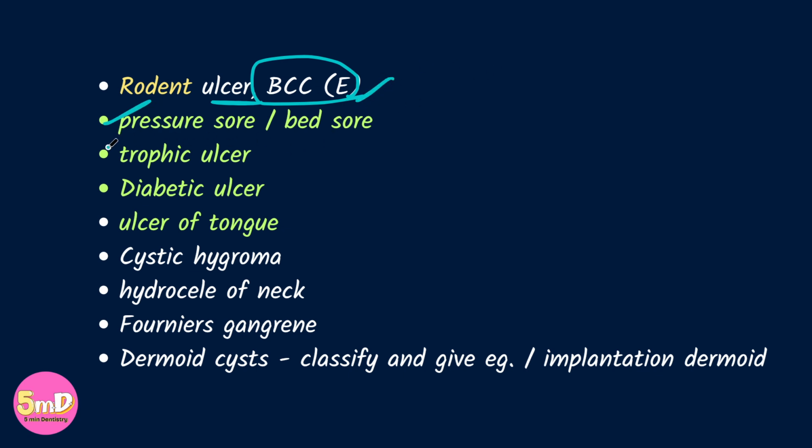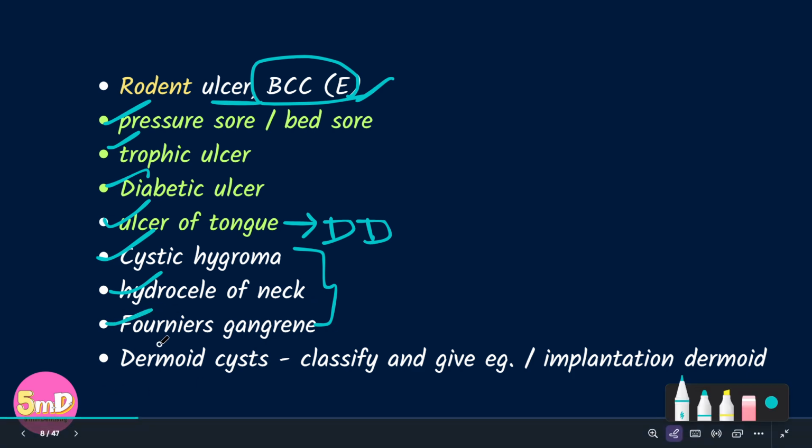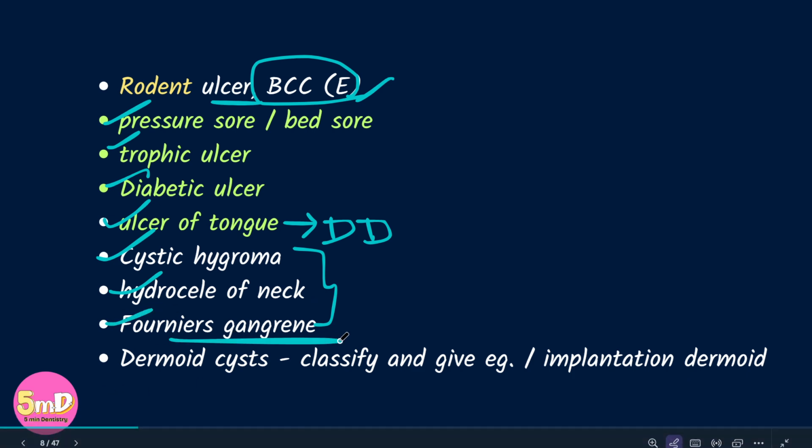Pressure sore or bed sore, trophic ulcer, diabetic ulcer, ulcers of the tongue, differential diagnosis. So what are the possible causes of ulcers of the tongue? It has been asked once. Cystic hygroma, hydrocele of neck, both are related. You should know the difference. Fournier's gangrene, the gangrene of the genitals. So you should know about it.